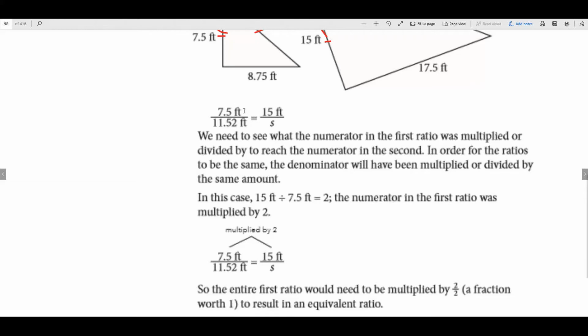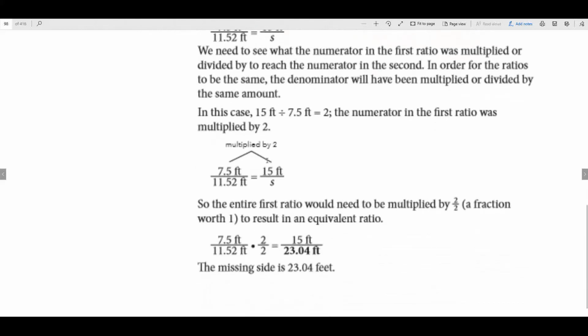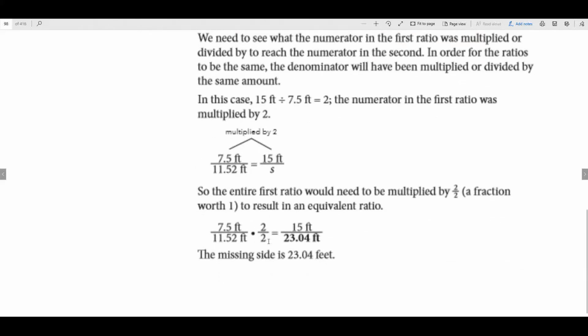So then whatever happens up here has to happen down here. So multiply both by 2. So the missing side would be 23.04 feet. See how these correspond to each side, and that's how we found the missing side.